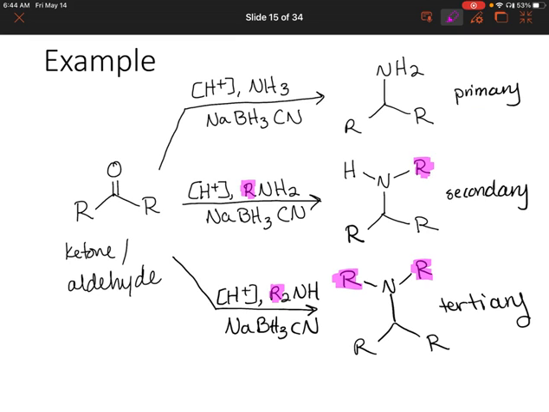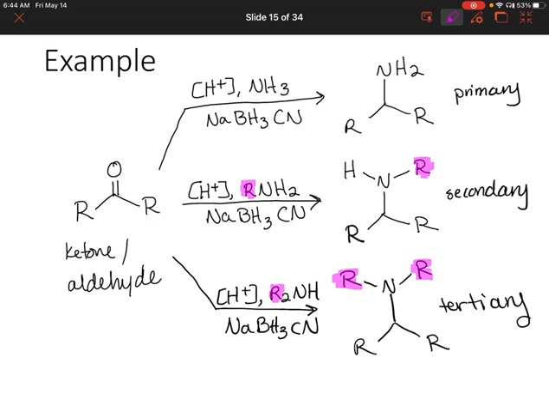So this is a really useful reaction that we can do, this reductive amination. We saw previously that, for instance, Gabriel synthesis can be used to produce primary amines. But what if we do want to create a secondary or a tertiary amine? Well, with this reductive amination, we can have better control over the type of product we have.